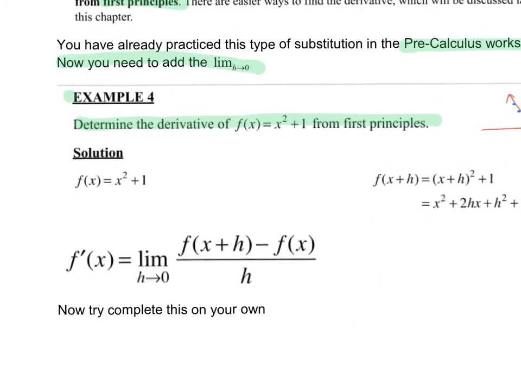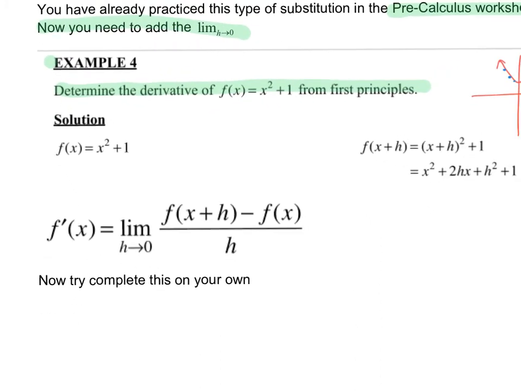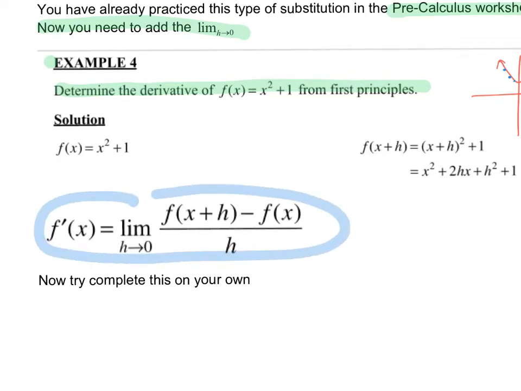Right, so the first thing you do is you write out your first principles formula, which is f dash of x, the derivative, is equal to the limit as h approaches 0 of f of x plus h minus f of x over h. If you still don't know what this is talking about, please watch the previous video.